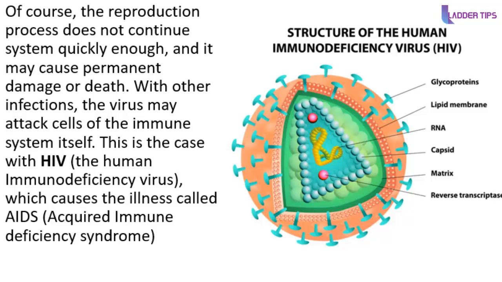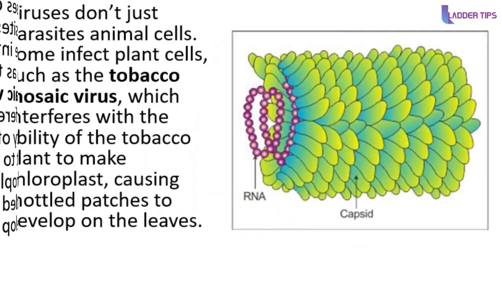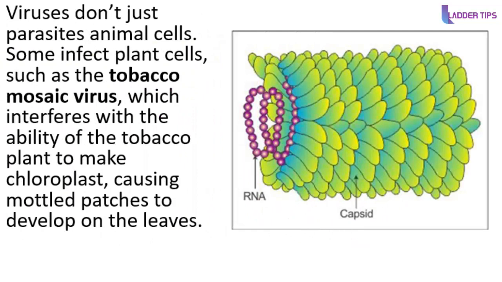With other infections, the virus may attack cells of the immune system itself. This is the case with HIV, which causes the illness called AIDS. Viruses don't just parasitize animal cells. Some infect plant cells, such as the tobacco mosaic virus, which interferes with the ability of the tobacco plant to make chloroplasts, causing mottled patches to develop on the leaves.